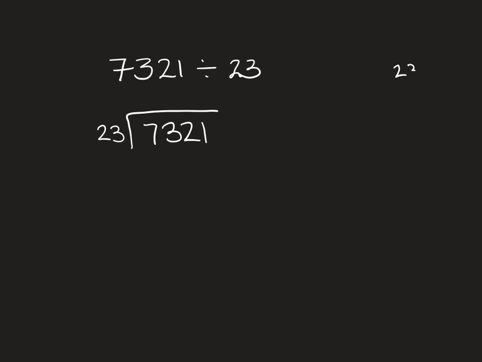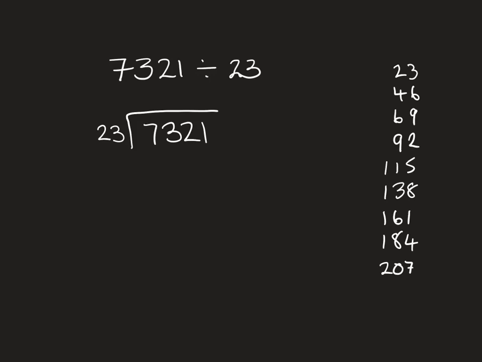So 23, 46, 69, 92, 115, 138, 161, 184, and 9 times 23 is 207.